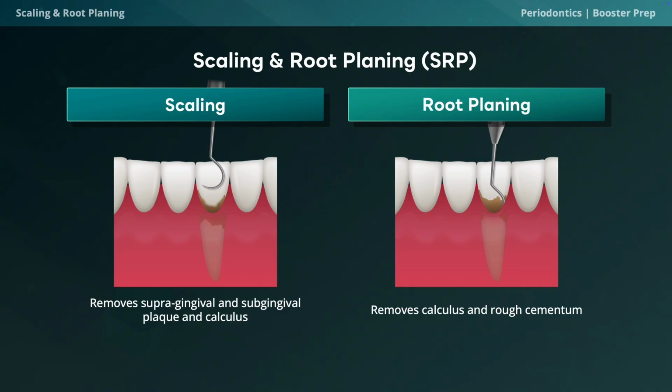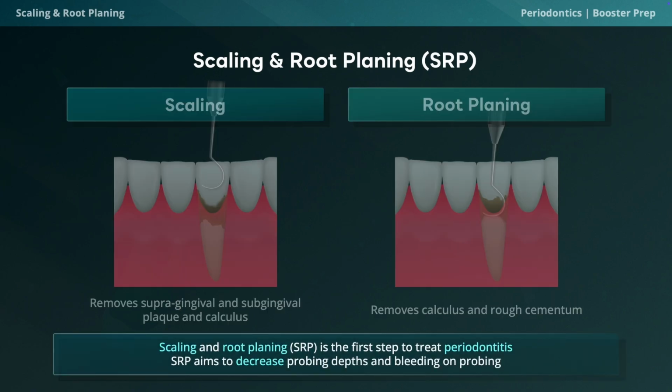You can get healing done by long junctional epithelial attachment. What can we expect after an SRP? Hopefully we see a reduction in probing depths, we see less bleeding on probing, and over time the gums look healthier and they're tighter around the teeth.